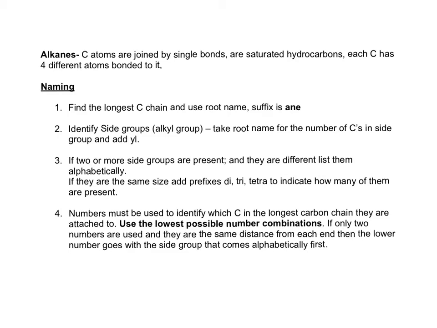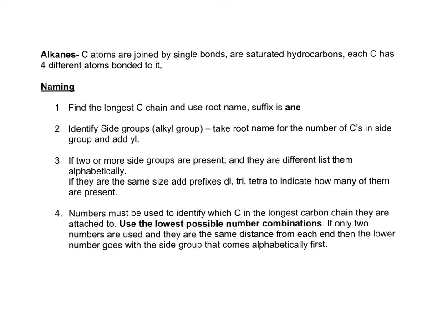Identify any side groups. These are called alkyl groups, and you just identify the number of carbons in the side group, and you take the root name and just add yl. So 1 carbon, methyl. If 2 or more side groups are present and they are different, list them alphabetically. If they are the same size, say you've got 2 1-carbon side groups, then you add a prefix. So that would be dimethyl. That indicates how many of them are present.